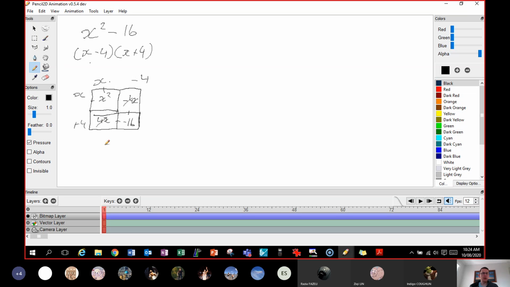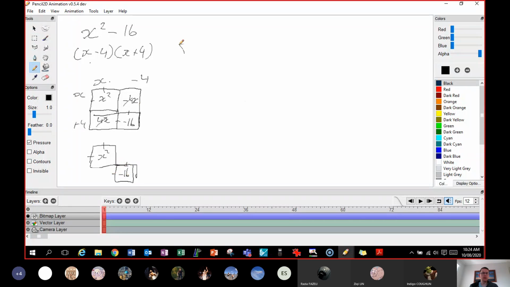Now, when you cancel each of those out, you're left with what in your array model? You're left with a square here, right? Which is my x squared. And you're also left with the other square, of negative 16.